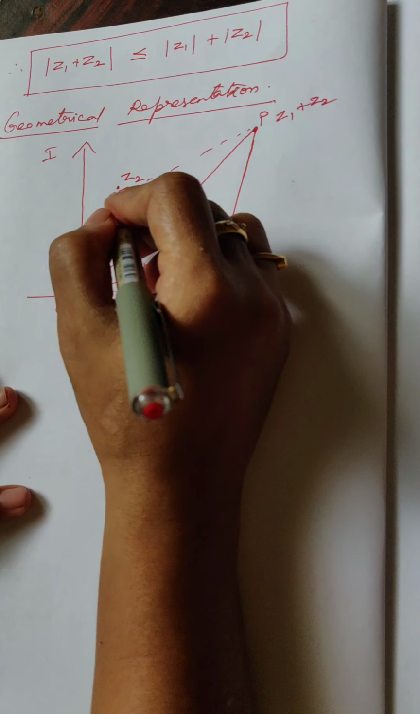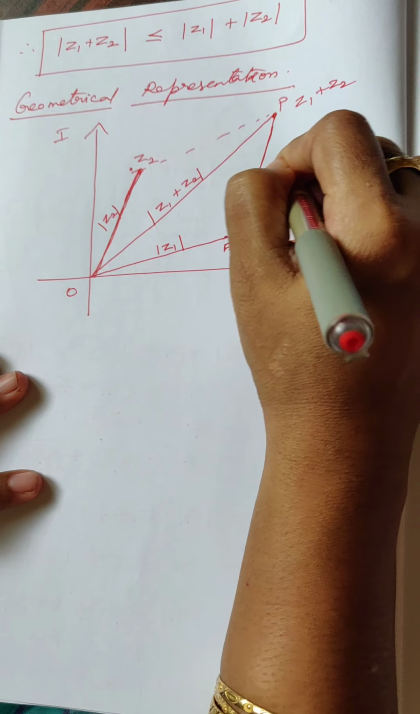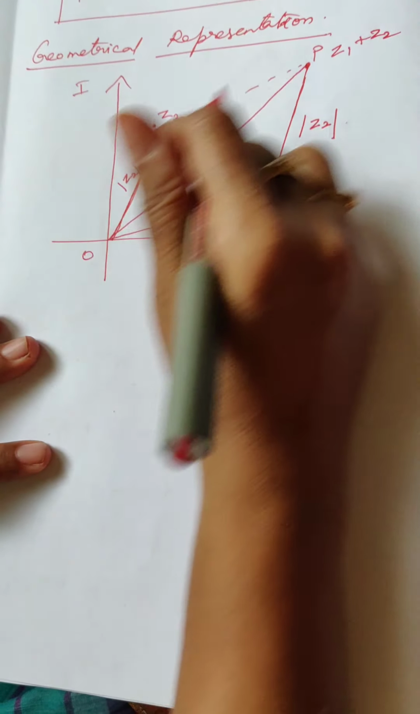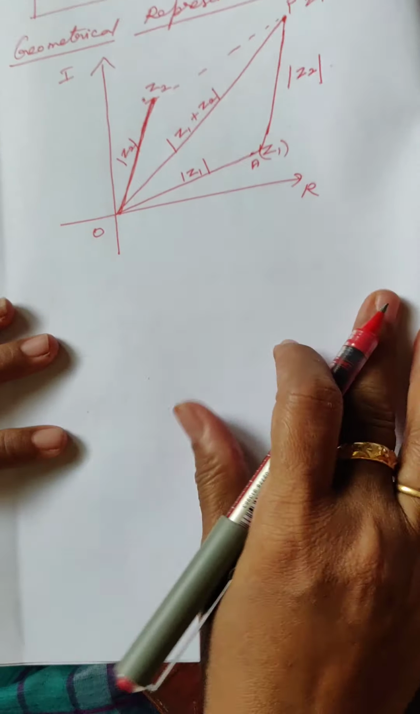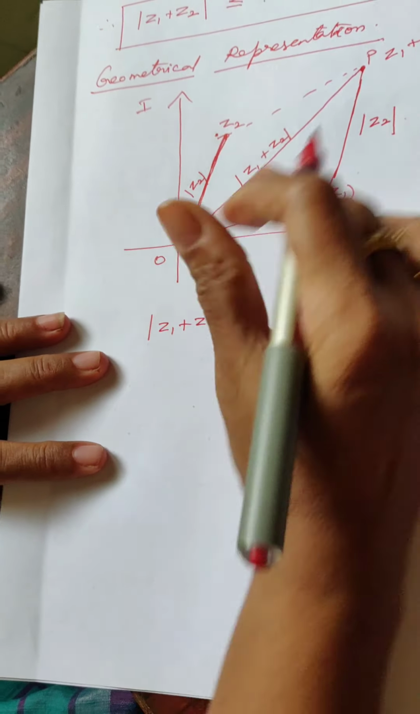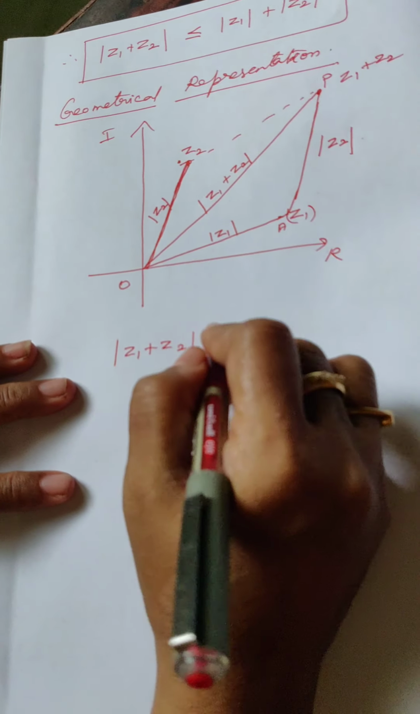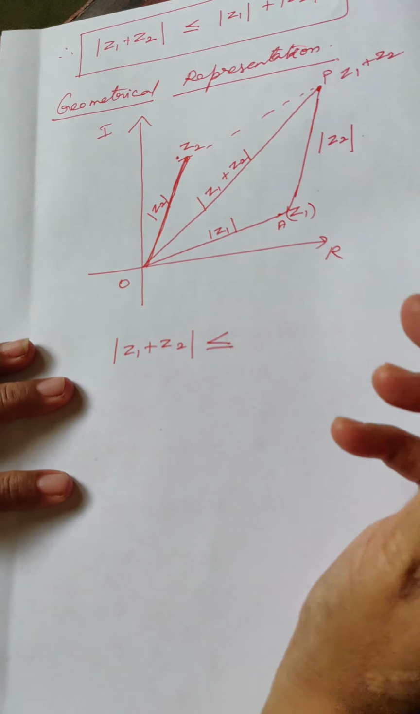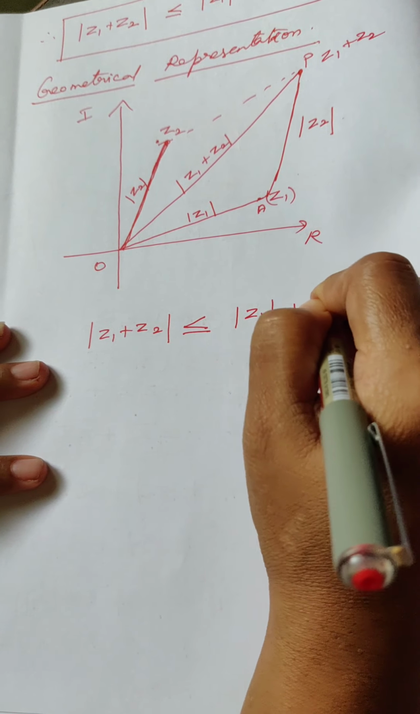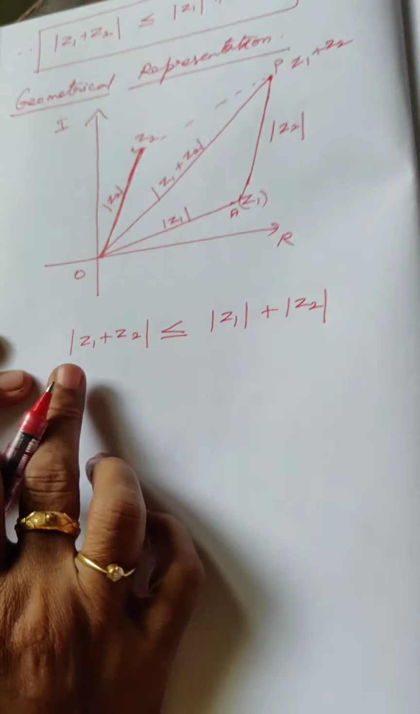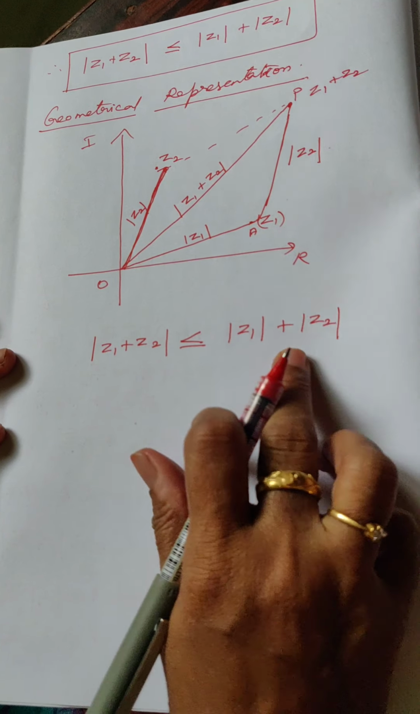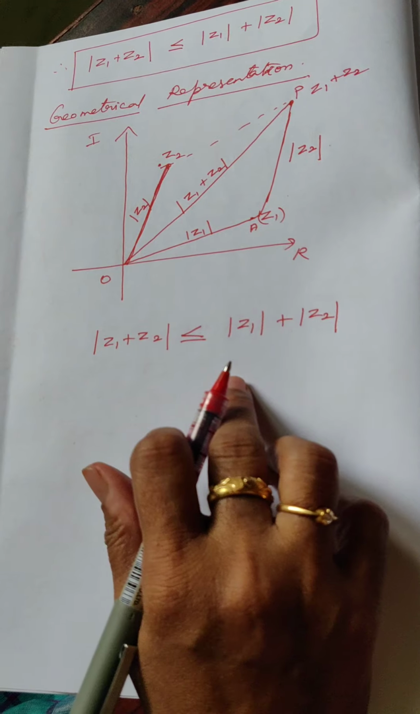If this is modulus of z2, automatically the opposite length is also modulus of z2. So by the triangle law of inequality, just see the triangle. Already you know that in the triangle inequality, modulus of z1 plus z2, this side, is always lesser than the sum of the other two sides. So from the diagram itself we can prove that modulus of z1 plus z2 is lesser than or equal to modulus of z1 plus modulus of z2. Is it clear now?